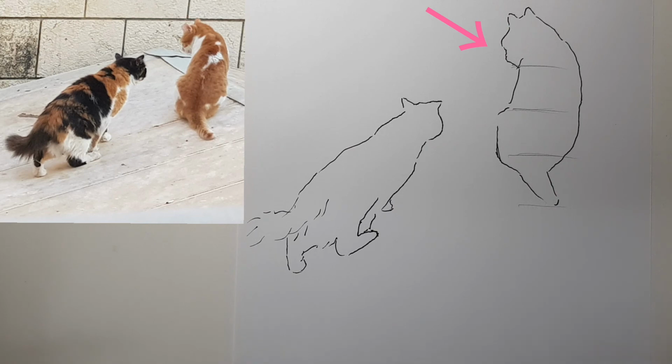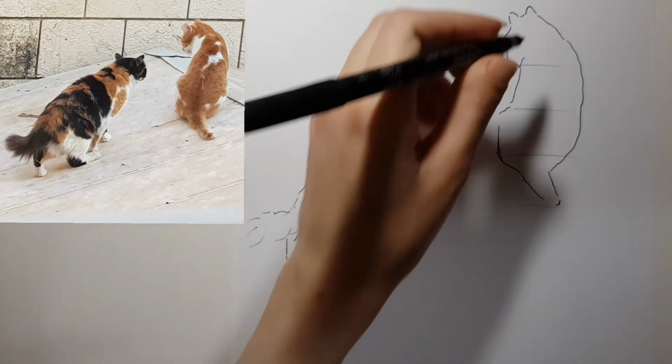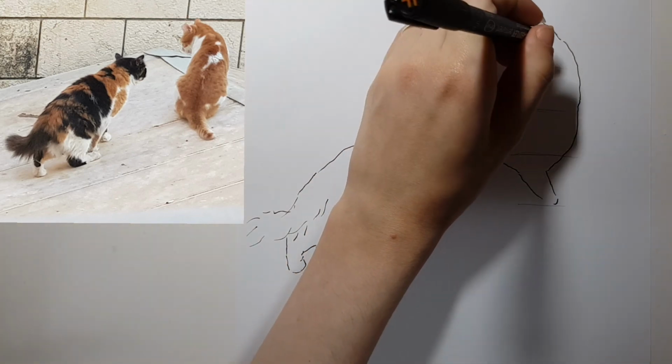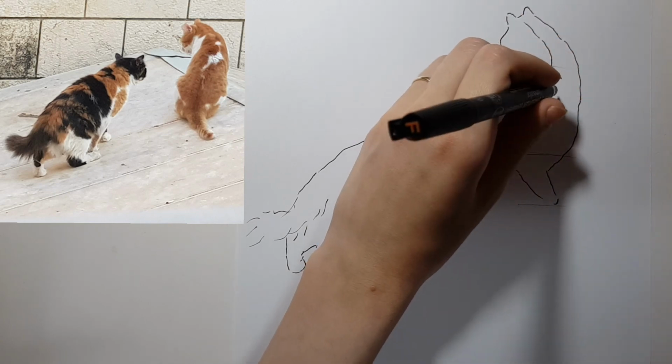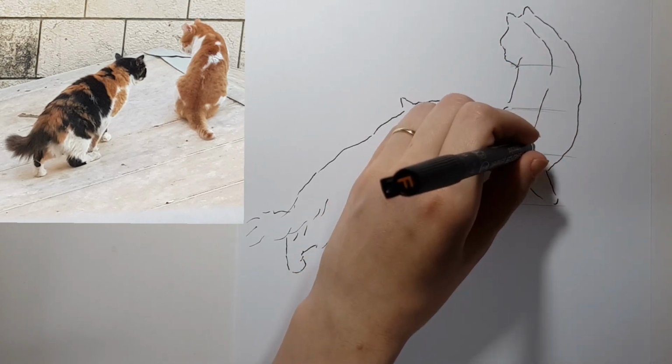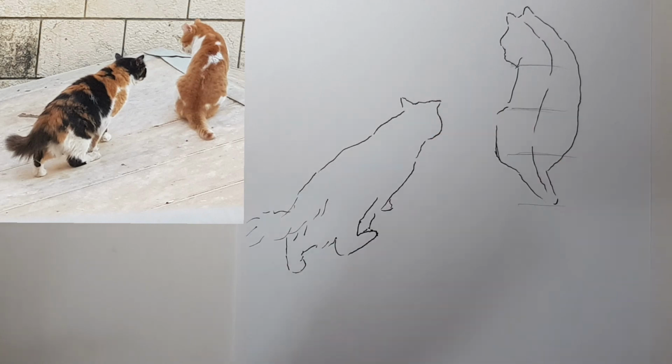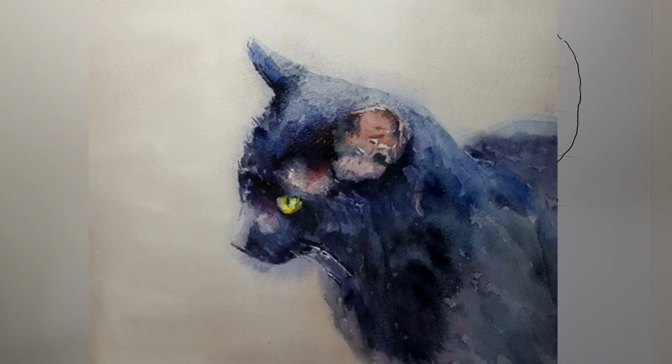In the other cat, what makes this pose what it is is the S shape of the body. The face is facing a different direction than the body, and the cat is also looking down. Next time we will paint together this cat.